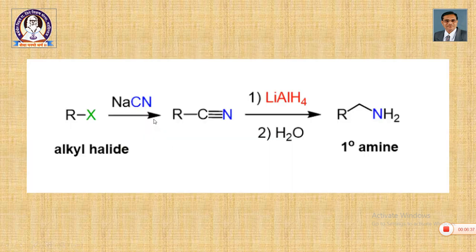So this is alkyl halide, RX, with sodium cyanide. It can be converted into RCN, and RCN can be converted into primary amine. So this is our desired reaction, that is cyanide to amine.